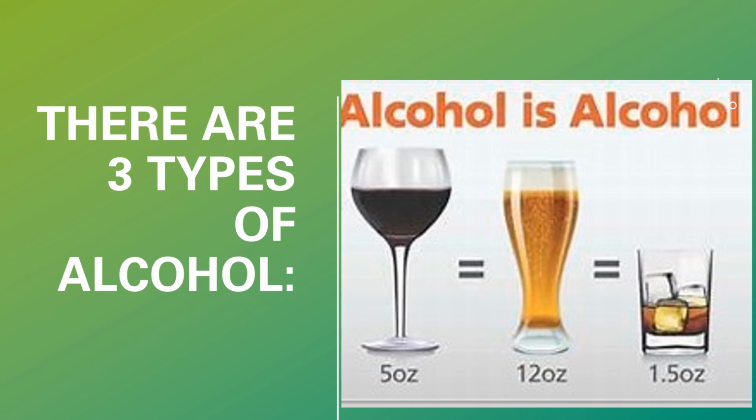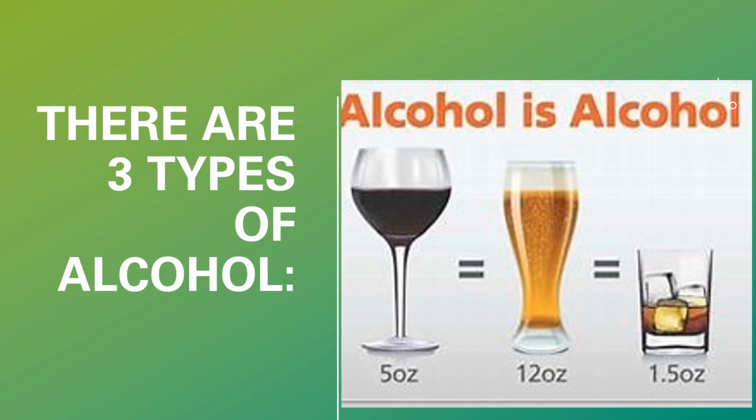Herman orders a 12-ounce bottle of beer, and you can see that there's a 12-ounce glass of beer here. Hobart orders a 5-ounce glass of wine, so you can see that on the left. And Oscar orders a mixed drink made with 1.5 ounces of liquor. So that's there on the right. So this is the riddle. Which friend do you think ordered the drink with the most alcohol?